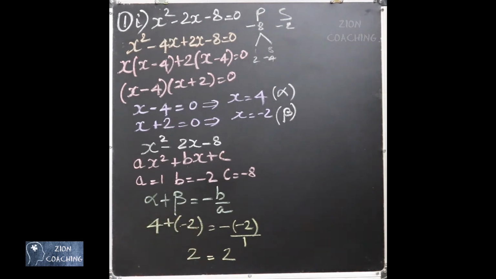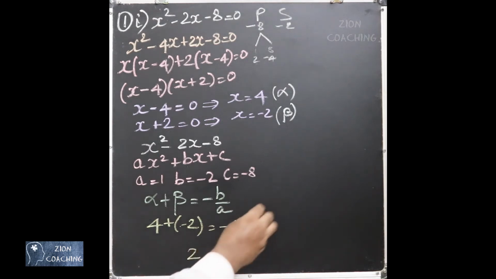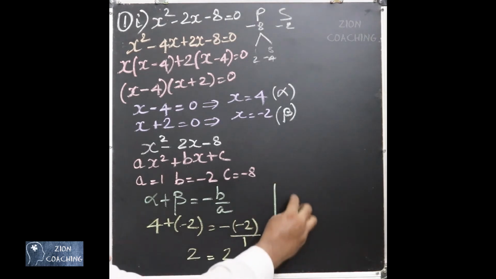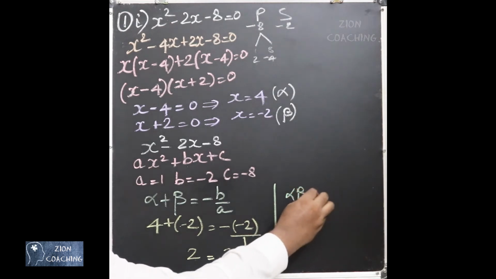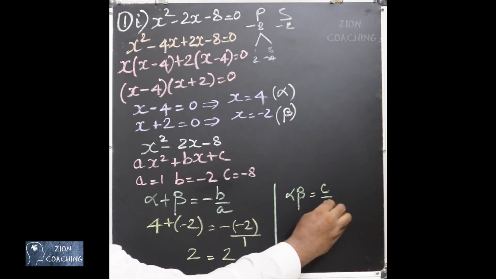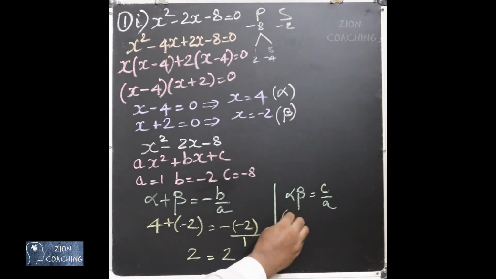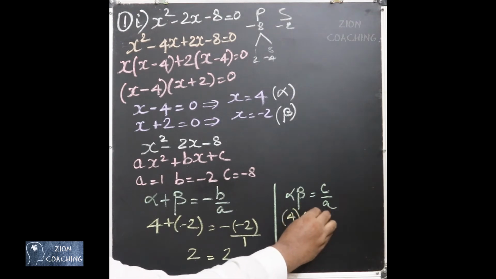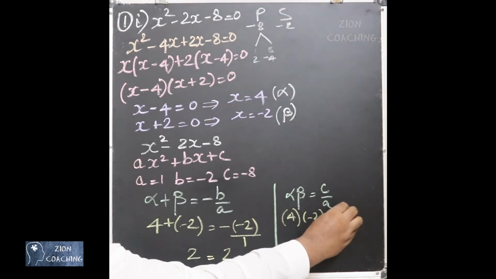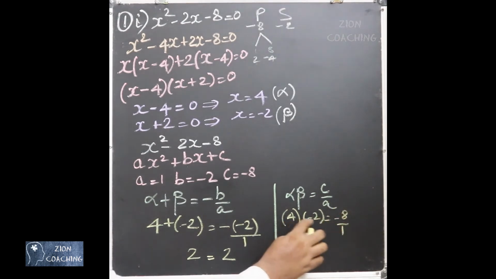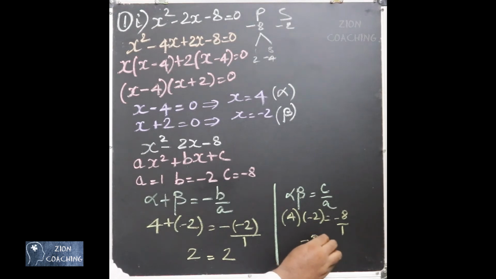We will check the condition for the second relationship also. The second relationship is alpha into beta is equal to c by a. Now we have our alpha value as 4, beta value is minus 2, your c value is minus 8, a value is 1. 4 into minus 2 is minus 8 equal to minus 8. Now we have shown that left hand side is equal to right hand side.